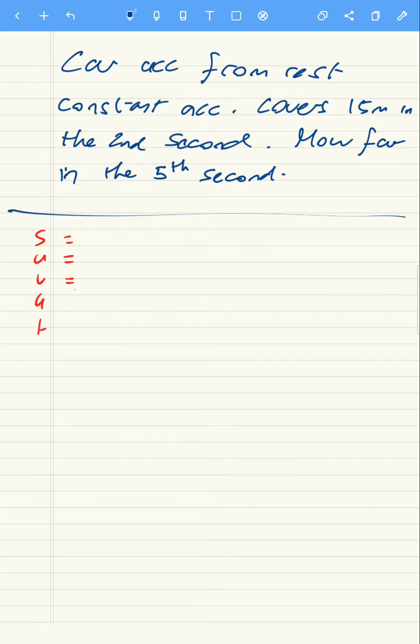So the displacement is what we're looking for. The initial speed 0, final speed not bothered, acceleration's 10 metres per second squared, and the time, so we're going to do 5 seconds and 4 seconds. Let's do 5 seconds first. So it's S equals ut plus half at squared, but u is 0, so it's S equals half at squared. Half of a is 5, so the displacement is simply 5 times 5 squared and 4 squared.